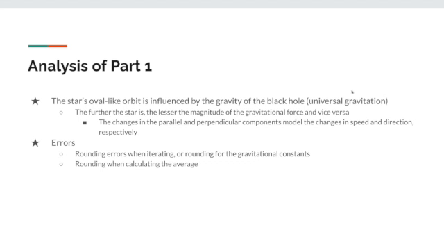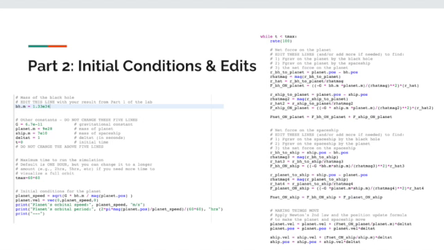Just an analysis of part 1. The star's oval-like orbit is influenced by the gravity of the black hole, also known as universal gravitation. The further the star is, the lesser the magnitude of the gravitational force, and vice versa. The changes in the parallel and perpendicular components model the changes in speed and direction, respectively. Some possible errors could be rounding errors when iterating, rounding of the gravitational constant, and also rounding when calculating the average. That would explain the different results for each iteration.